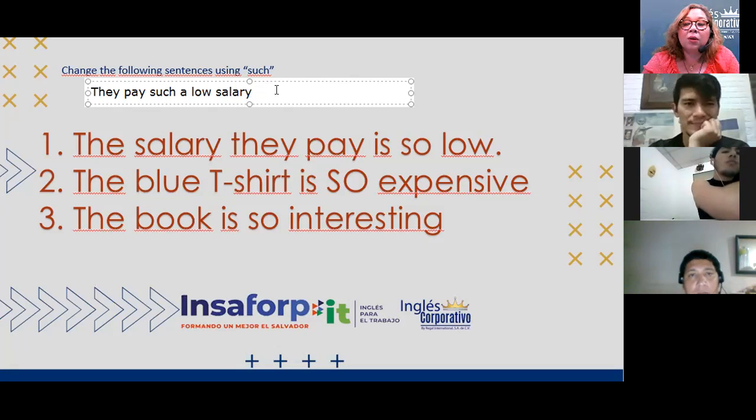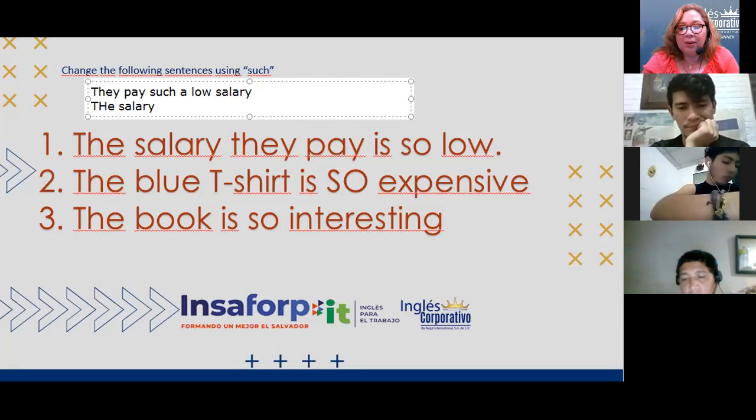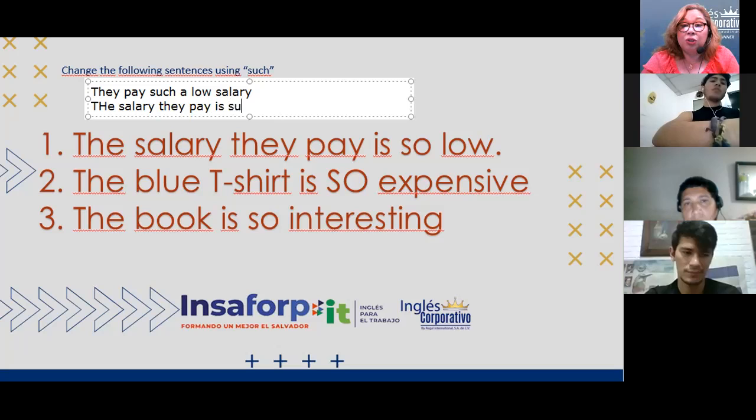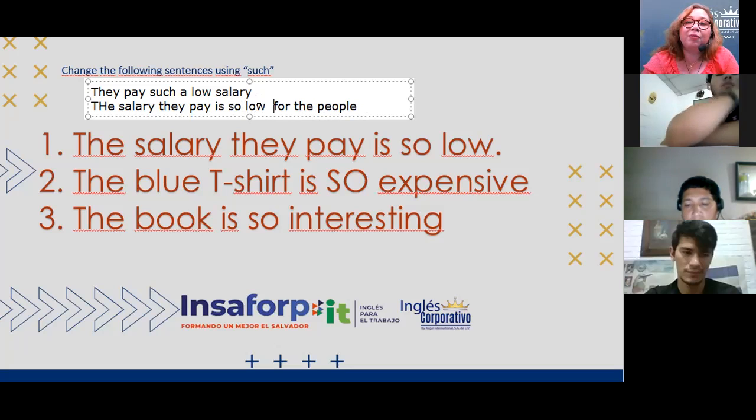Sure. The salary they pay is such low for the people. Ya ahí ya nos separa a otra frase más, okay? The salary they pay is such, such low for the people. No, aquí quedaría siempre so. Okay. Porque esto ya es una frase aparte, ya no es de esta misma frase, ¿verdad? Y aquí empieza otra. For the people.